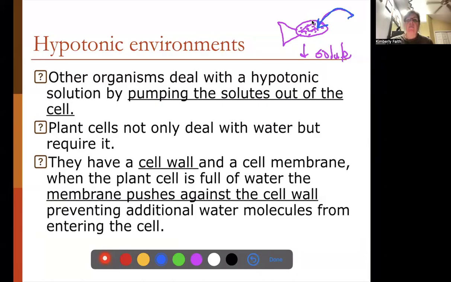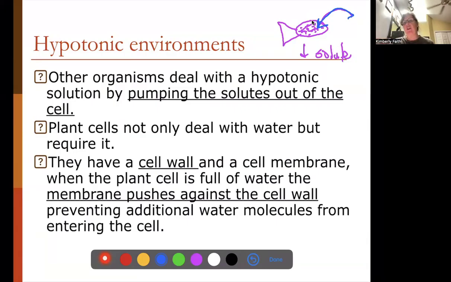Okay, so this is a problem with organisms that don't have cell walls. So we have to figure out a way of pumping the water out or pumping the solutes out. We've got to equalize this difference in concentrations of water and solute. Plant cells not only deal with this well, but they like it because it makes them really, really turgid or full, and that helps keep them nice and upright. So the cell membrane will push against the cell wall and kind of say, okay, we've got enough, we're full.